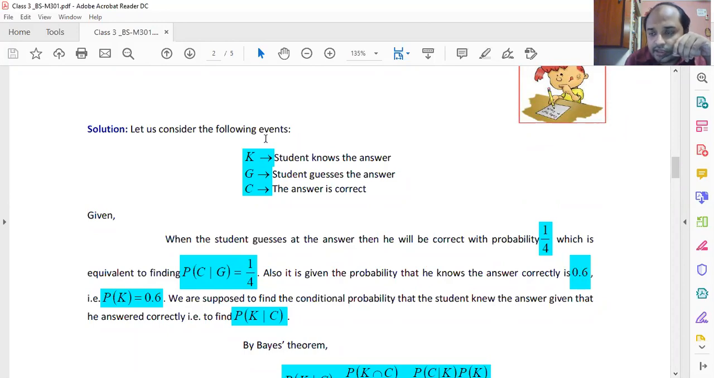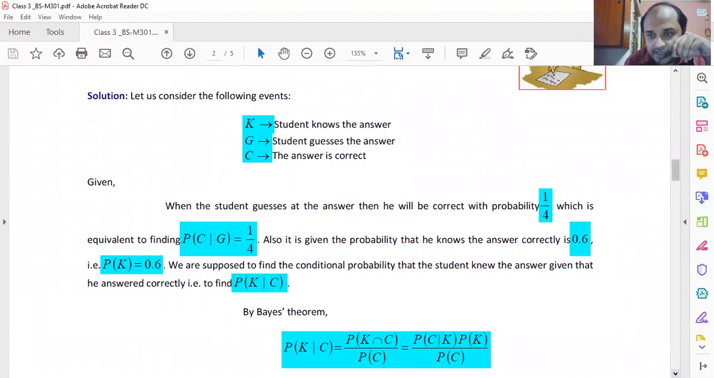See the naming of the events. So this probability is nothing but probability of K, P(K). So this information is given in the question. We are supposed to find the conditional probability that the student knew the answer, that is probability of K given that the answer is correct, K slash C. So probability of K given C is supposed to be found out. Let us apply Bayes theorem.